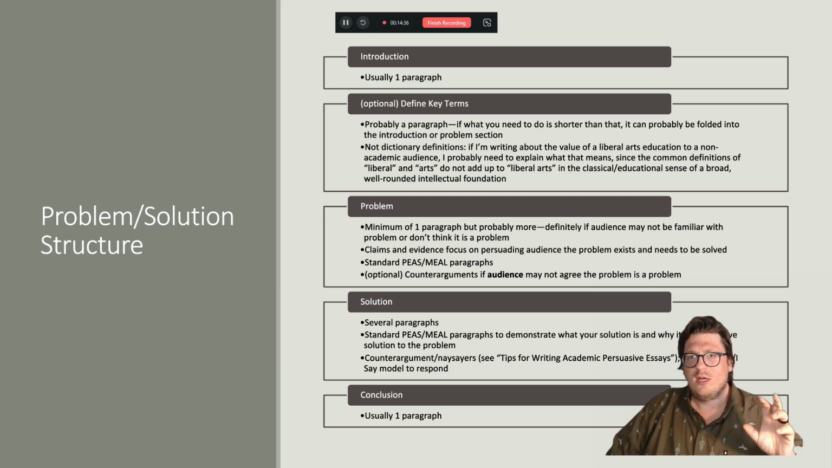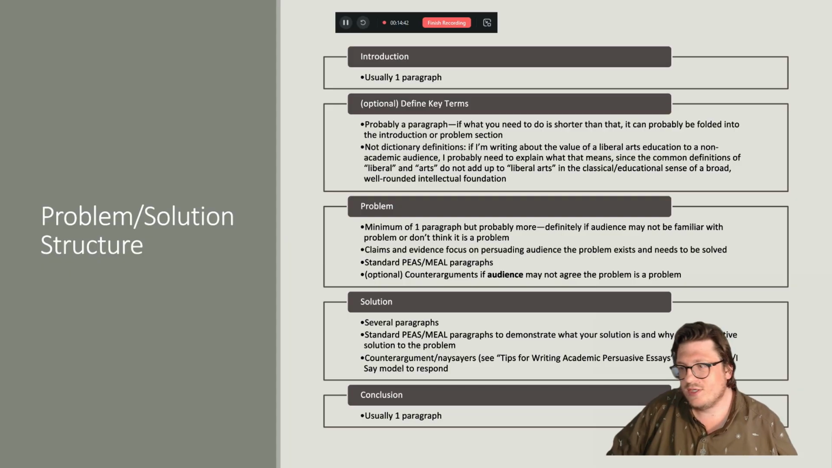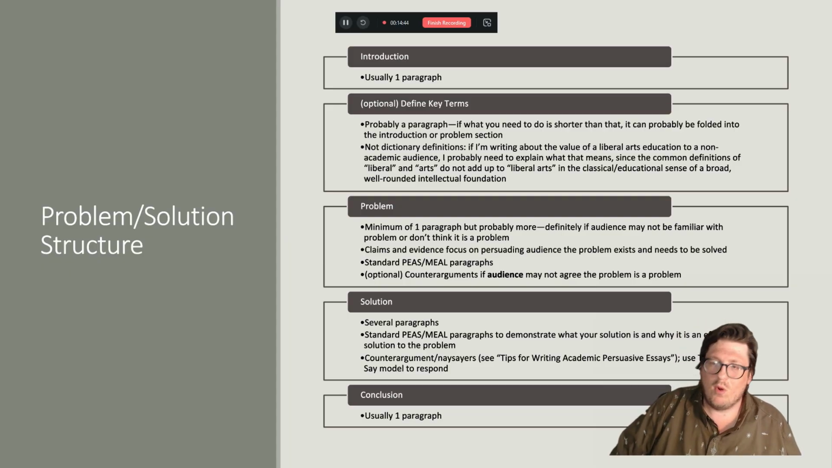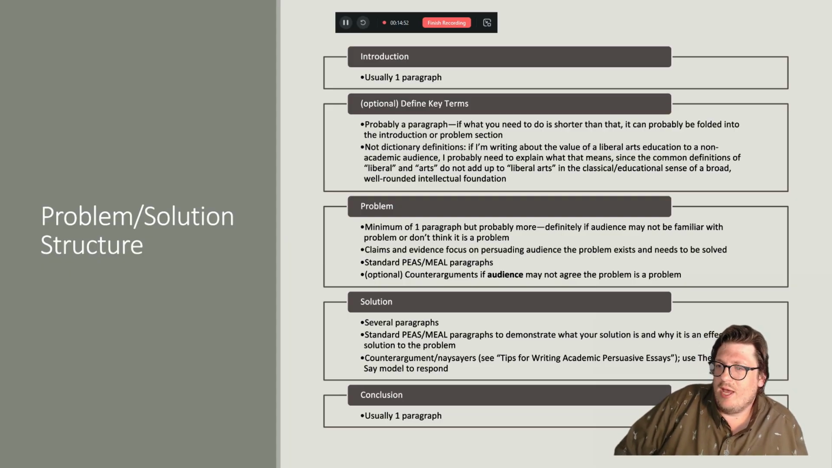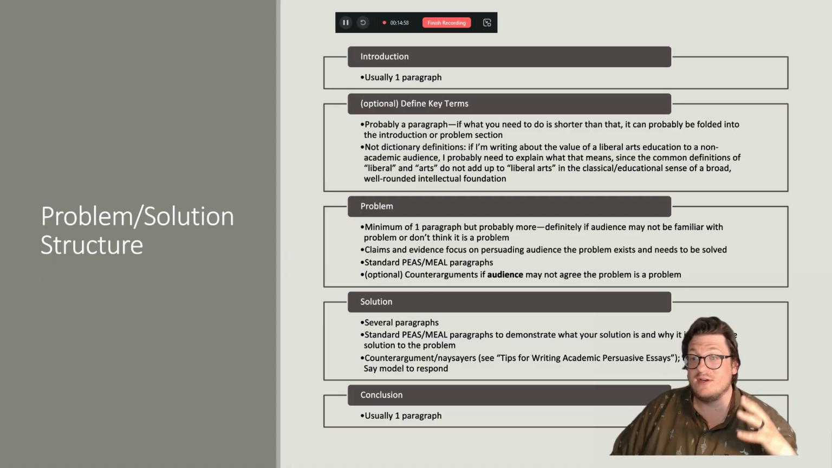So it's probably a paragraph. Sometimes it can be kind of folded into the introduction or into the problem section, but a really smart thing to do is to put it in its own paragraph. A lot of times, that's the best way to do it. And while I say you're defining key terms here, we don't want this to be just a list of dictionary definitions, right? You want to do some explaining here.